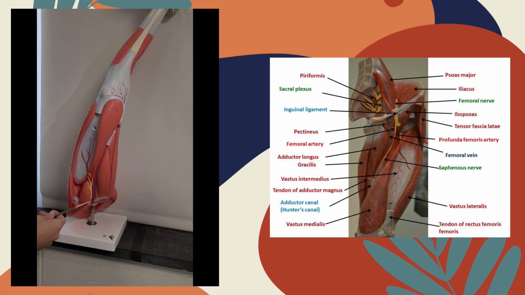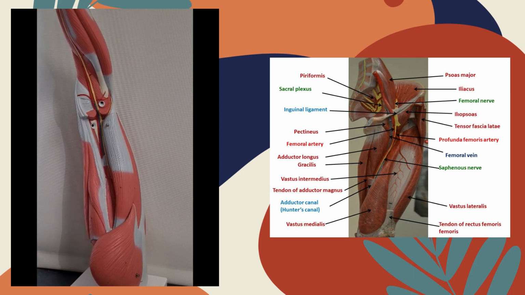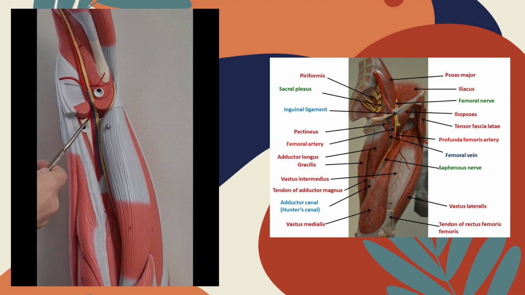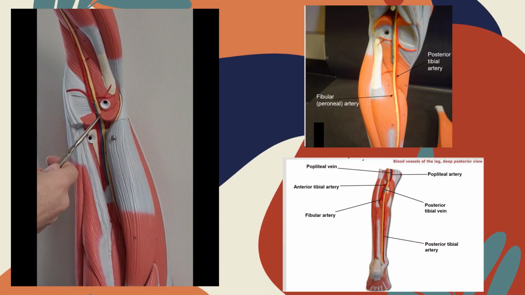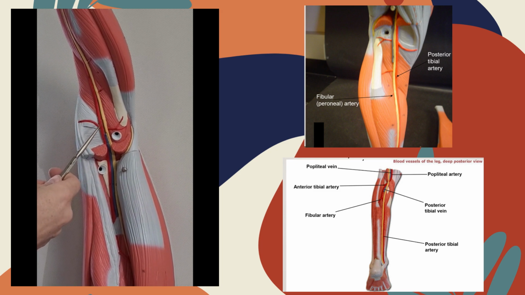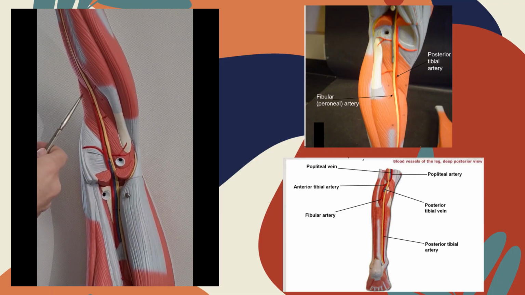Over here we have our femoral artery coming down the front. Now we're moving to the back of the leg. So right behind the kneecap, we have our popliteal artery, which branches off into our anterior tibial artery. And then we go down to our posterior tibial artery.